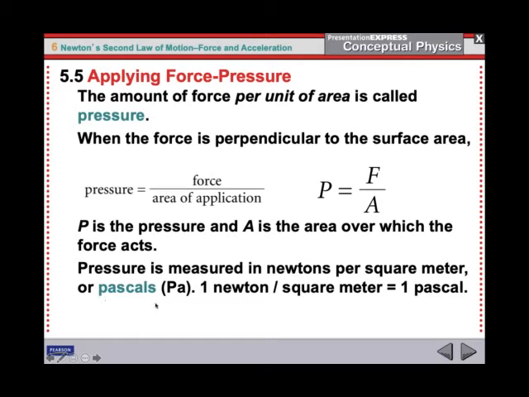A Pascal is a capital P because it's named after Blaise Pascal, and a lowercase a. So it's one of the first units that we've had here that has 2 letters for the abbreviation. So a Pascal is 1 Newton per square meter.